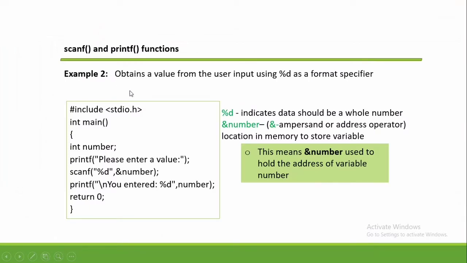Example number 2. We add here another function in stdio.h, that is the scanf function. It obtains a value from the user input using %d as a format specifier. This %d indicates data should be a whole number, and the ampersand or address operator followed by number is the location in memory to store the variable. This means the ampersand number is used to hold the address of the variable number. Let's take this example and run this in the DevC IDE.